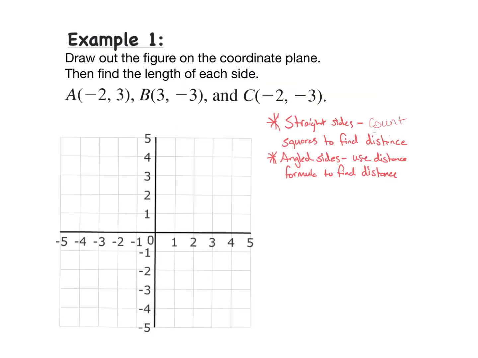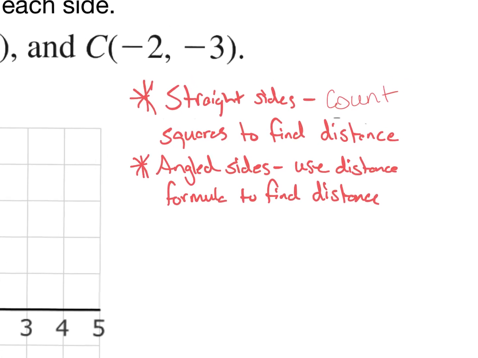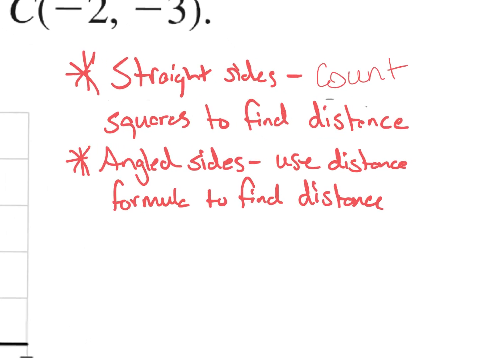All right, guys, we want to write this on your little foldable. Write this under example 1. The straight sides, what we do to find the length on those is we count the squares. The angled sides, we use distance formula to find the length on those.